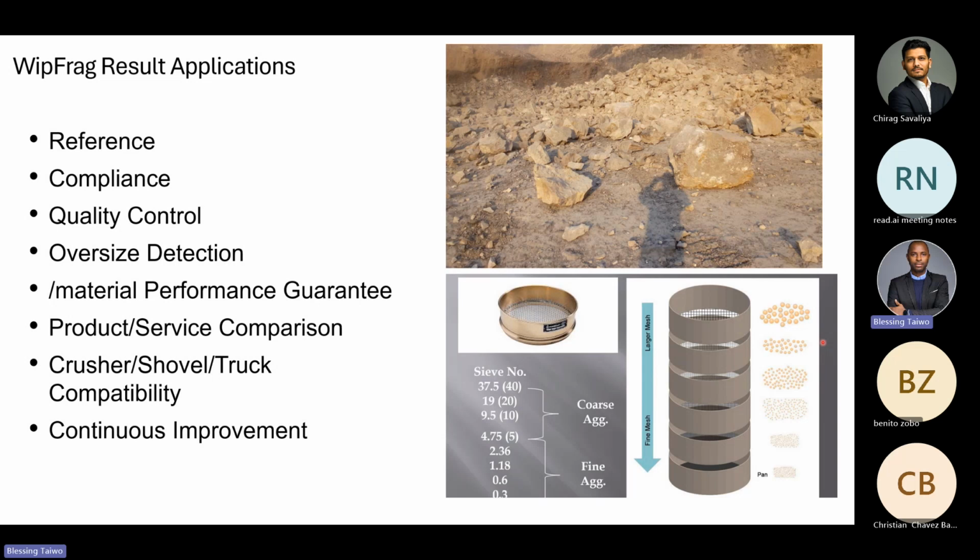So sometimes you might have issues like oversize, you might have issues like too many fines. And when you have oversize, that is material bigger than your crusher, you definitely need to reblast the material.